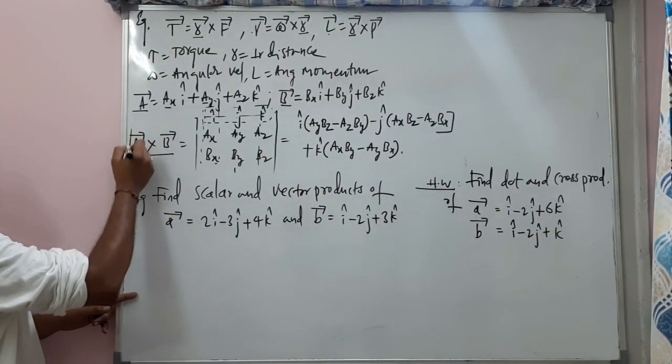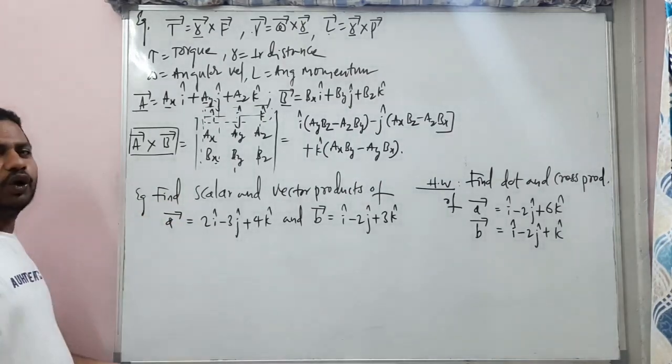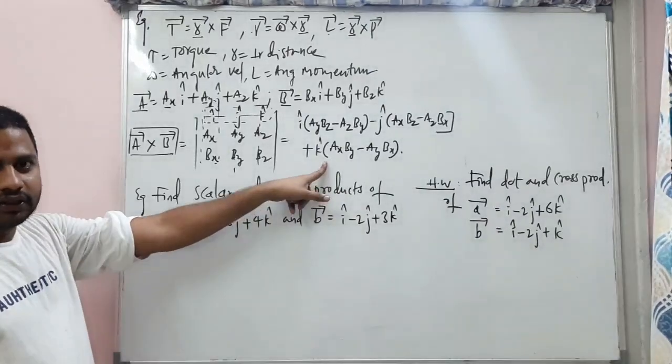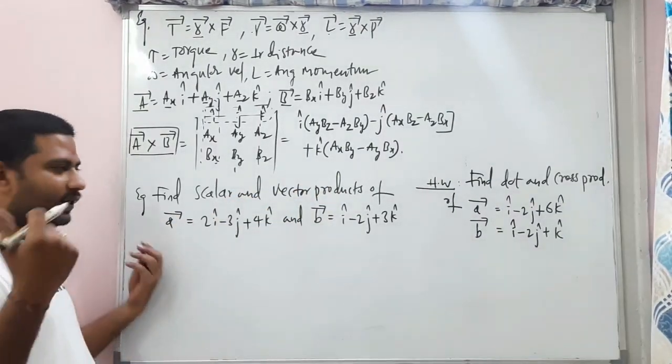The direction of A bar cross B bar is found using the right hand thumb rule. This is a vector, you get it. You know how to find its magnitude.